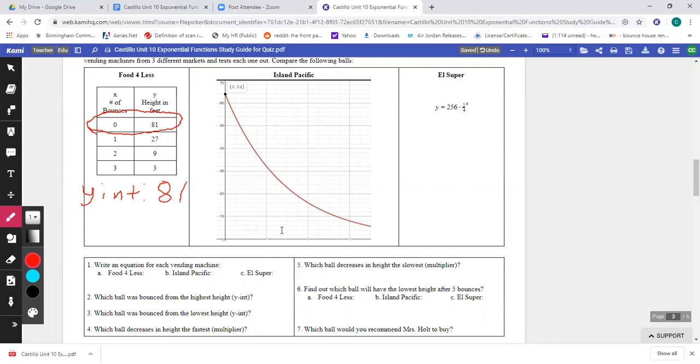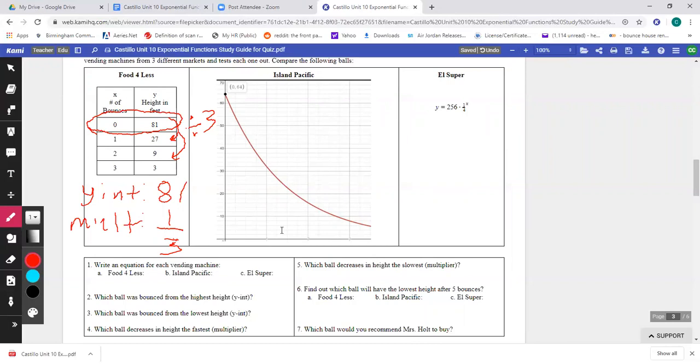And then now your multiplier, what's happening here? Well, 81 to 27, 27 to 9, I know I'm dividing by 3. But remember, we're talking about multiplier here. So instead of dividing by 3, my multiplier is actually 1/3. Because what you're talking about is what do I multiply 81 by to get 27? So you can't say divide by 3. That's not a multiplier. Remember, dividing by 3 is the same thing as multiplying by 1/3.